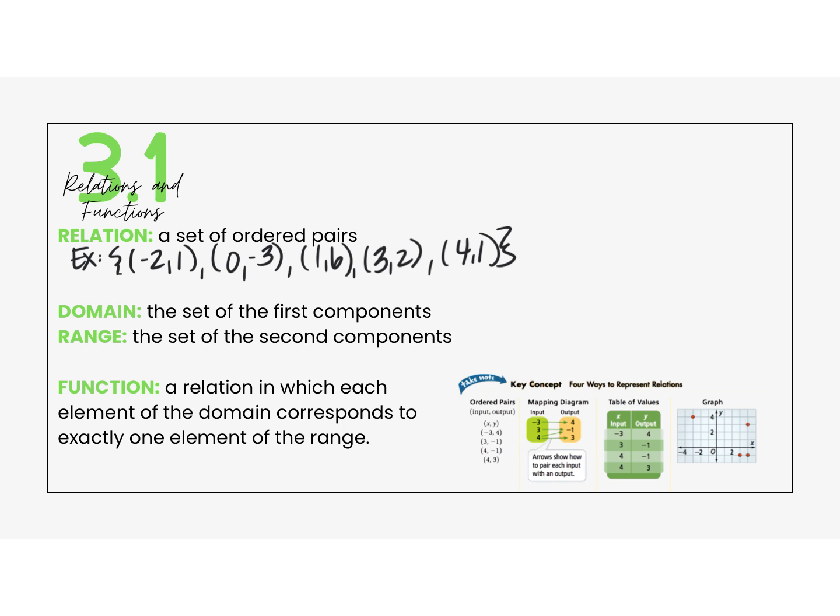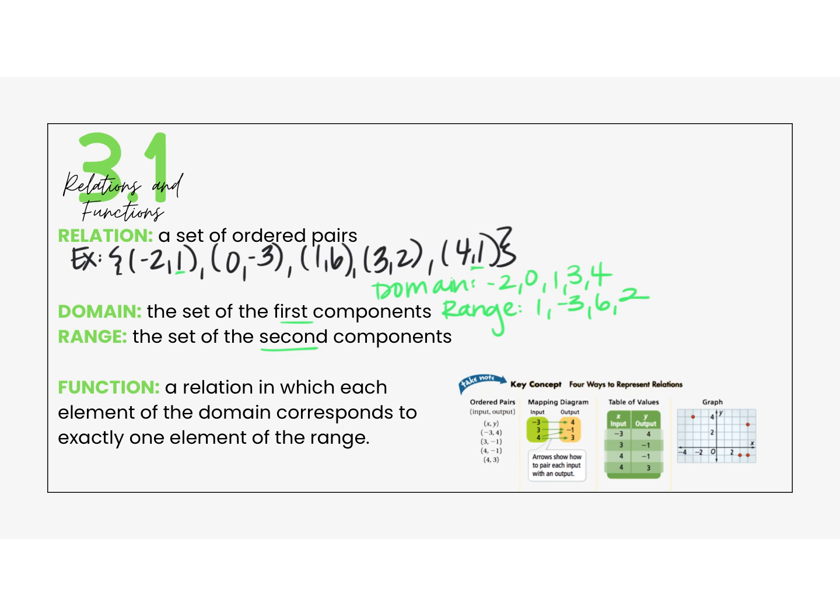If I wanted to list the domain, which again is just the set of the first components, that would be -2, 0, 1, 3, 4. If I wanted to look at the range, which is the set of second components, that would just be 1, -3, 6, and 2. And if a y, or a range value, which oftentimes we say y, but not always, repeats, we do not have to write it twice. So in this case, we see 1 is written twice, but we don't have to include that in our set.